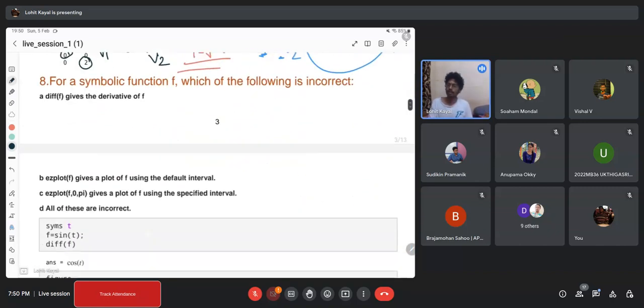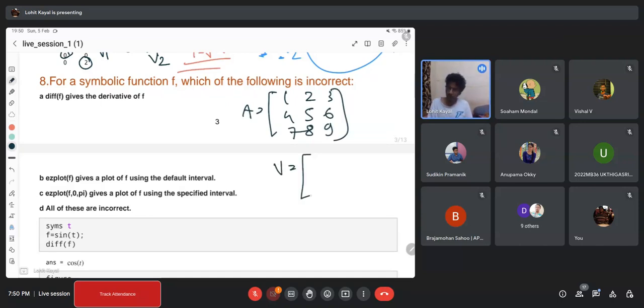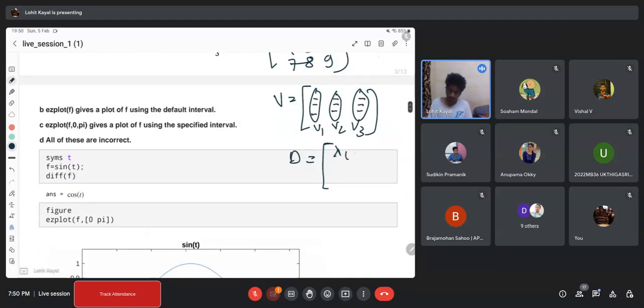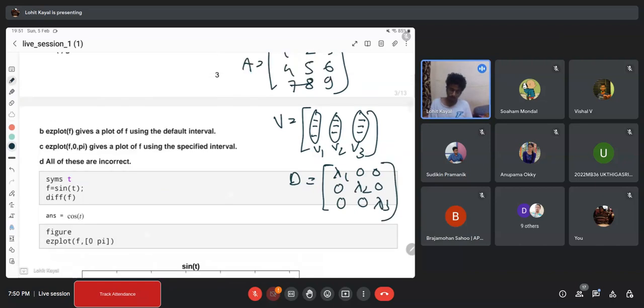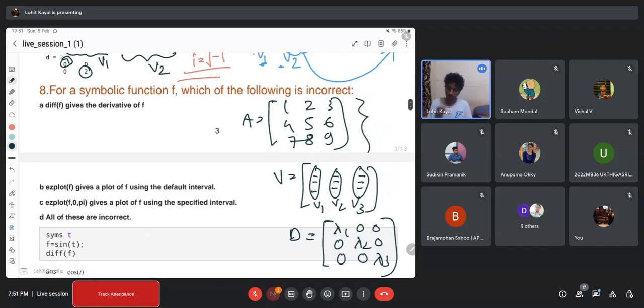and here is the second eigenvector v2. Now you can try it at home for a 3 by 3 matrix. Suppose you take the matrix 1 2 3, 4 5 6, 7 8 9. You will see that V is a 3 by 3 matrix: the first column is V1, the second is V2, the third is V3. Similarly, D will be a diagonal matrix with lambda 1, lambda 2, lambda 3. You should try this to get handy with MATLAB.